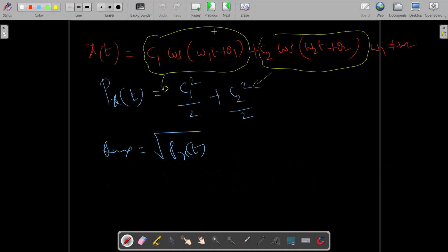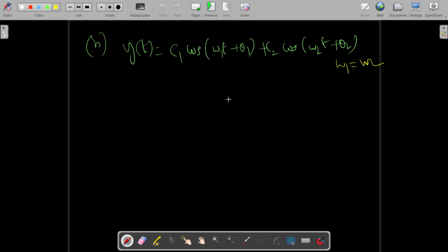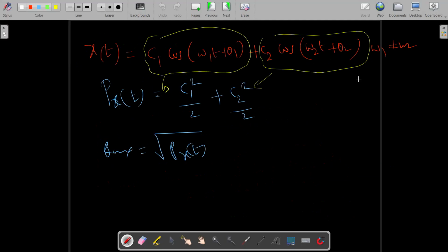So if you go back to the previous slide, this is what I'm talking about. We have shown that for the sum of the sinusoids, the power is going to be equal to the sum of the powers of these two signals. So this is the same as x of t, but with the condition omega_1 is equal to omega_2. In the previous bit a, we showed that the power of the sum of two sinusoids is equal to the sum of the two powers, correct? That is what I'm talking about here.